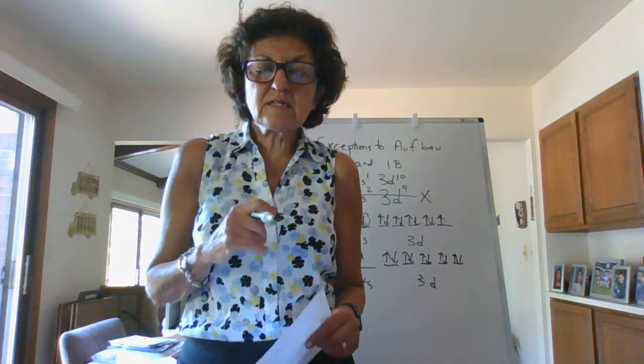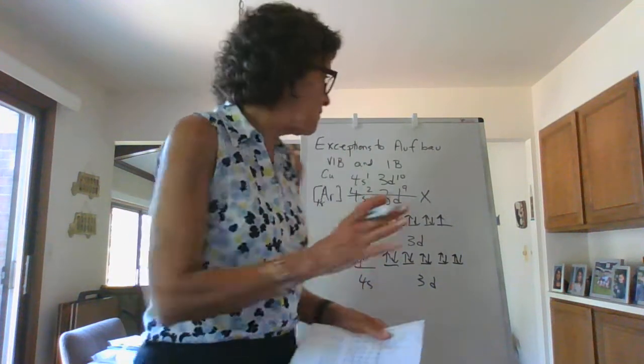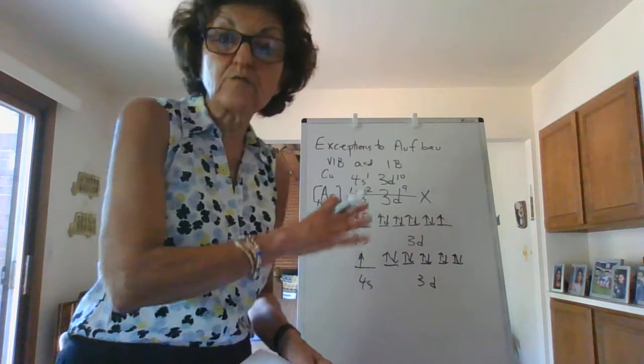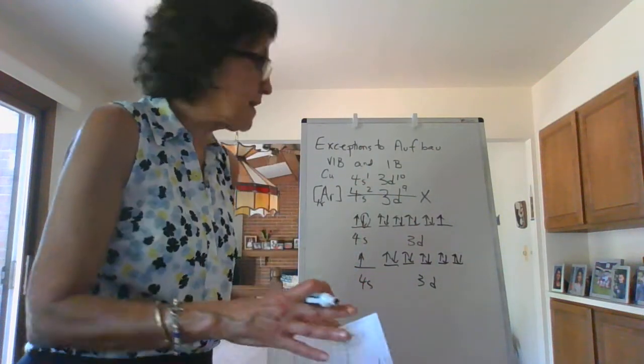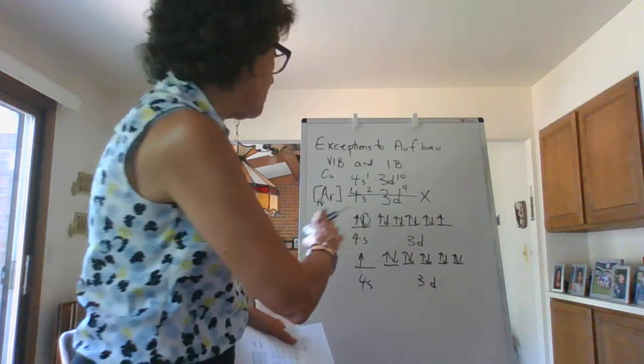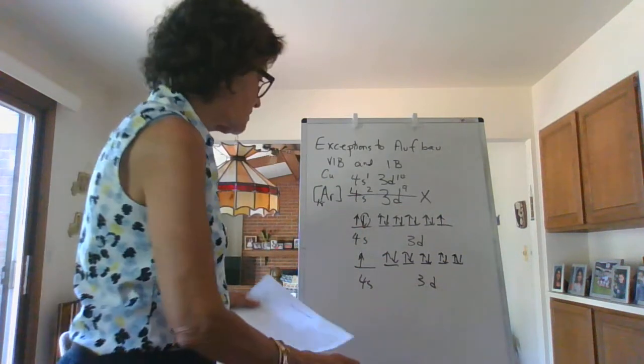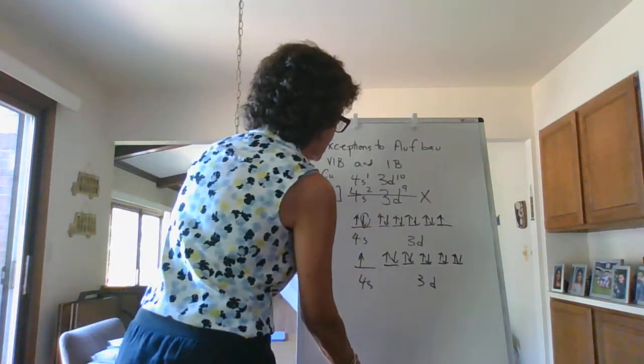Now, how does this differ from the excited state? These are all ground state. This is a ground state. I know it looks like it's excited, but it isn't. You promoted it, but it is not an excited state. This is the ground state. This is the most stable state.